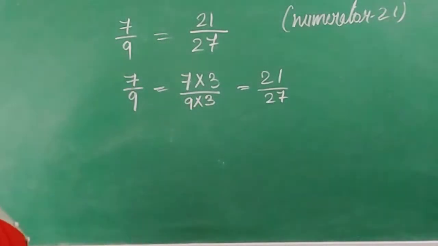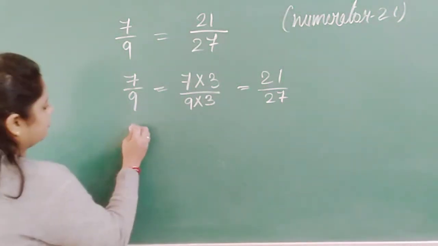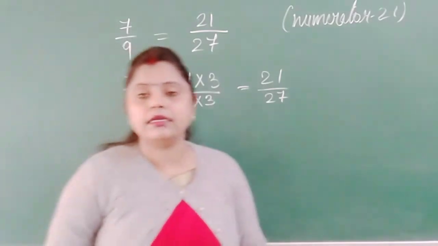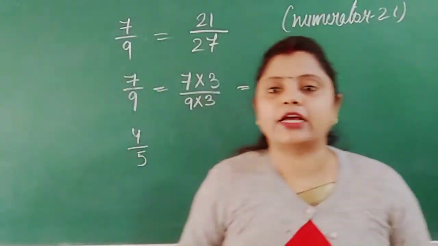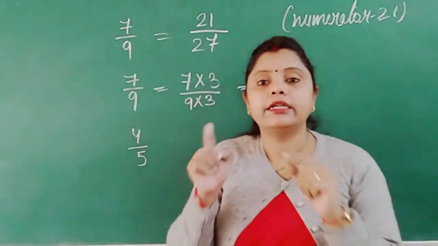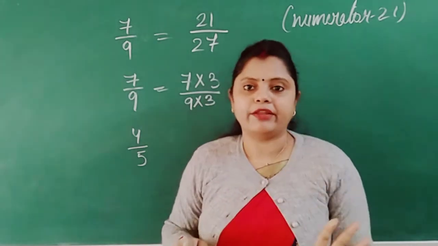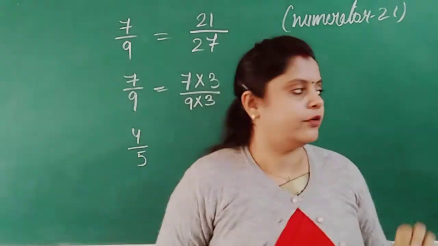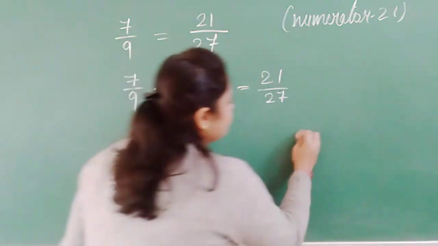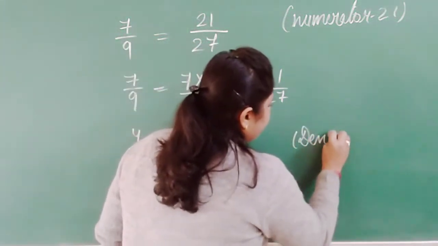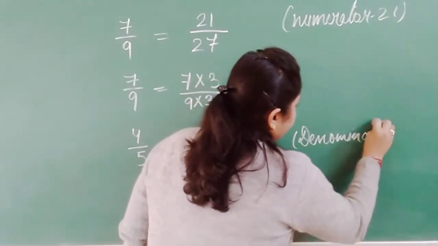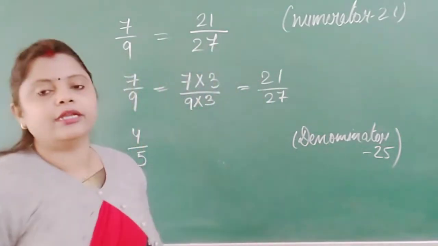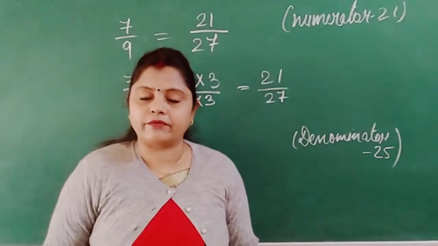We can go for one more example. Suppose the number is 4 by 5. And now they are asking to write an equivalent fraction of 4 by 5 with denominator 25. Okay? With denominator 25. So in this case the criteria is the denominator, and this one they want 25.